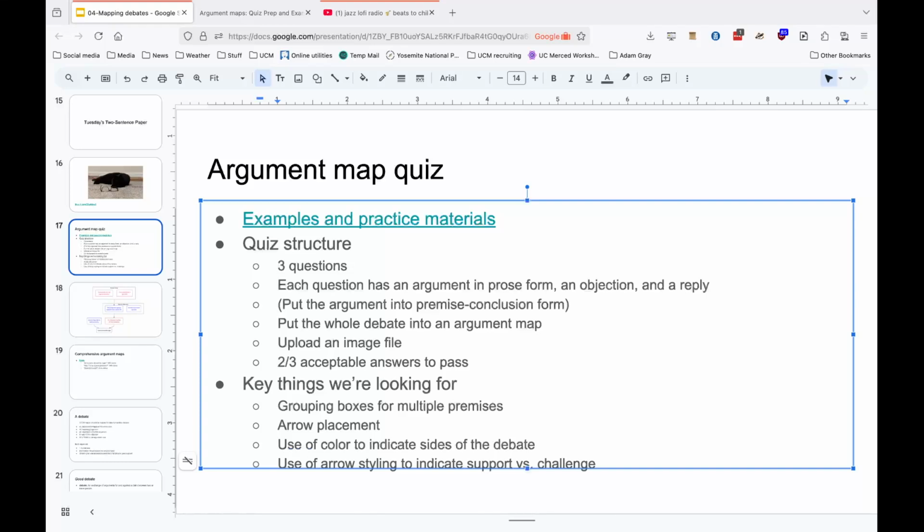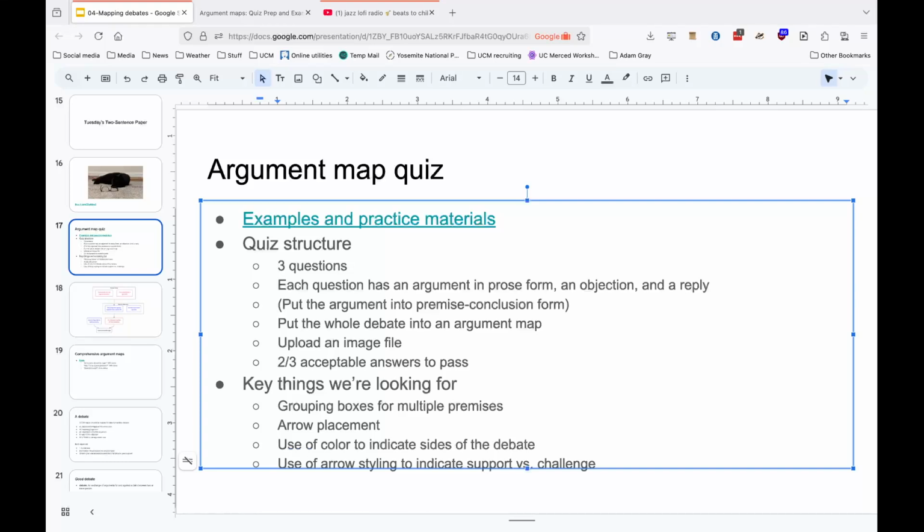The key things we'll be looking for: when there are multiple premises, you put a grouping box around them. Arrows, so something we talked about, I forget whether it was last Thursday or Tuesday, the nuance that arrows can have their tail at either a single premise or a group of premises, but they always point at just one claim. So that's something we'll be paying attention to. The use of color to indicate the different sides of the debate, and then the use of arrow styling to indicate support versus challenge.